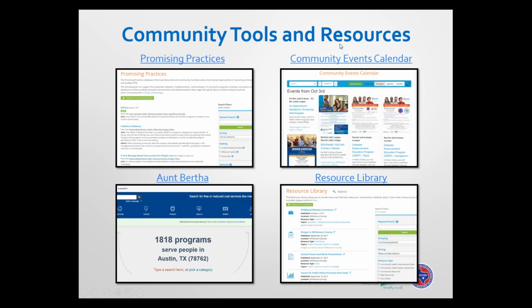We have a community events calendar. Any organization that provides low-cost or free community events can submit an event to this calendar page, as well as embed this calendar on their own website. We have Aunt Bertha, which is sort of 211 meets Yelp, where community members can search for resources by their zip code, as well as organizations can claim their programs and refer individuals to a specific resource and close the loop on that.